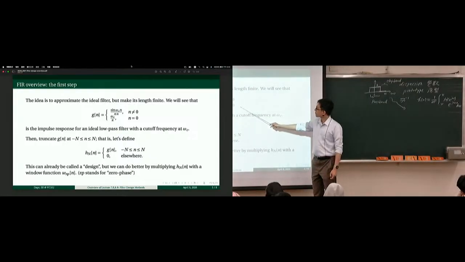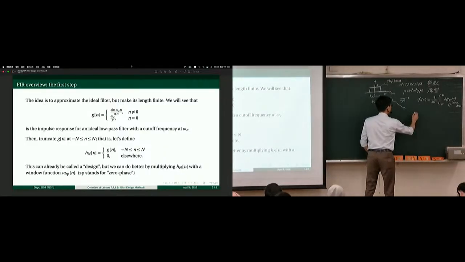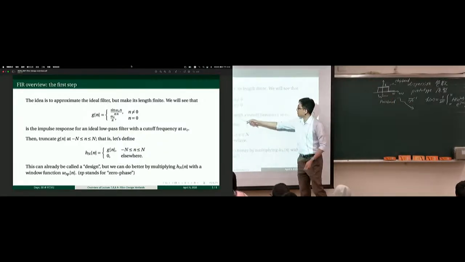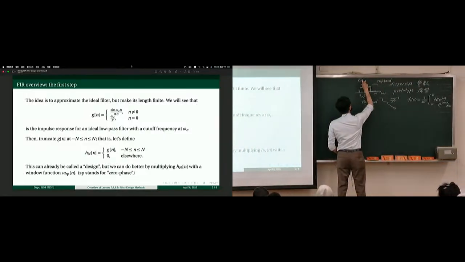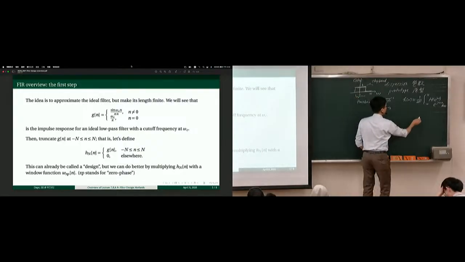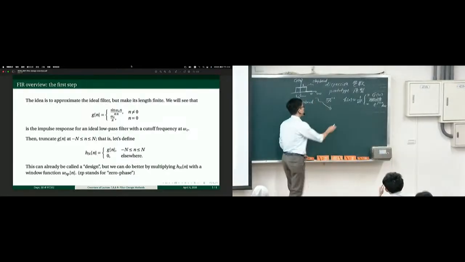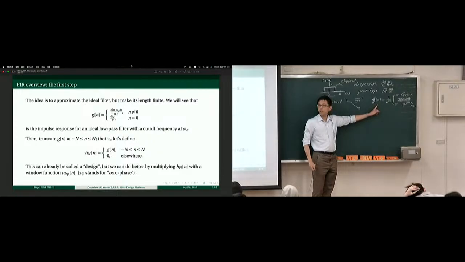g[n]. The result is g[n]. The result is sort of a discrete time sinc function, if you will. Here g is h. Let me just use g. If this is the desired response G of omega, then that gives you the ideal low-pass filter, the impulse response of the ideal low-pass filter, right?